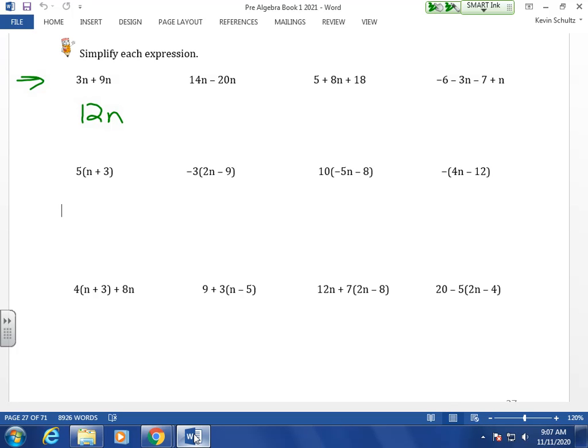All right? Second one, 14n minus 20n. Who wants to share their answer for that one? Yvonne? Negative 6n. 14 minus 20 is negative 6.